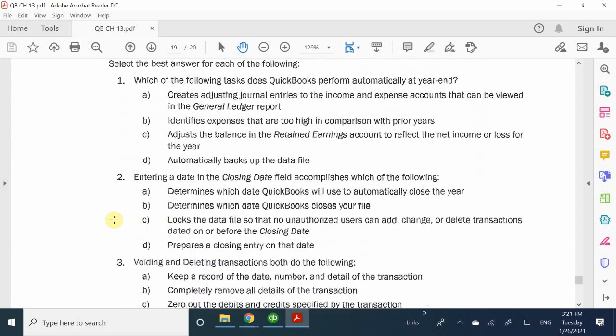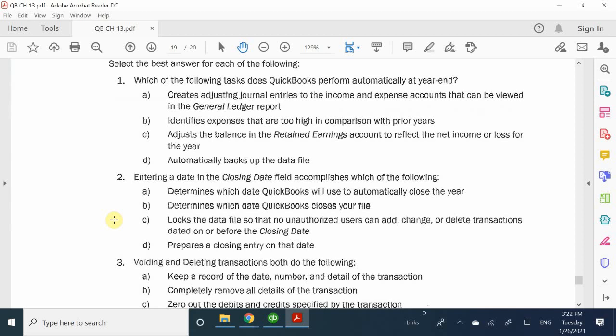Okay. Number 2, entering a date in the closing date field accomplishes which of the following? I said C. C also. Yes, right? That's all it accomplishes. It just locks it up. There's no real meat and potatoes to this. It's just to lock it up.